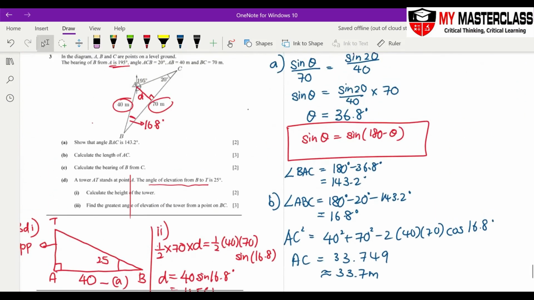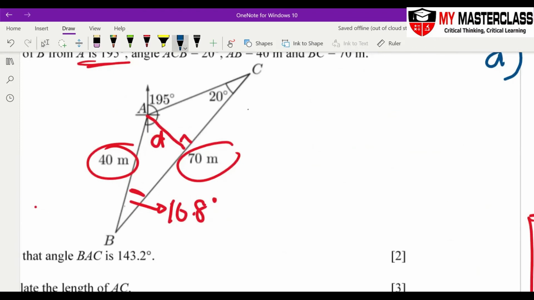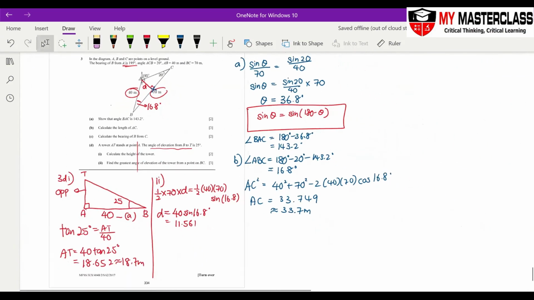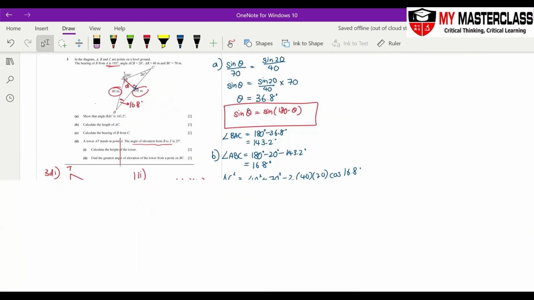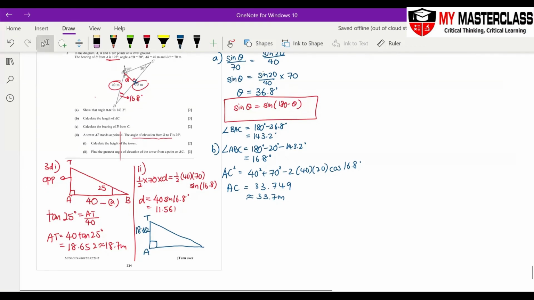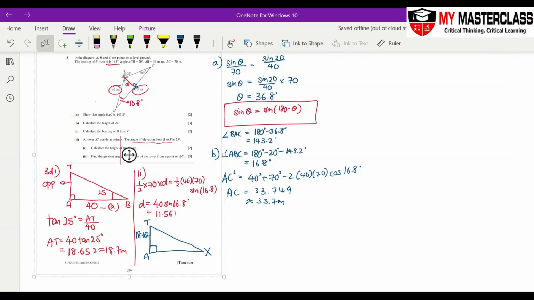Now assuming you are at this point, let's call this point X. You are looking at the tower. The tower is always on top of A. So this is how you draw the triangle. A is here, T is here. How tall is the tower? 18.652. You must use 18.652. And then you are now standing at X. What is the distance from A to X, Jerica? A to X, yes, 11.561. Understand?